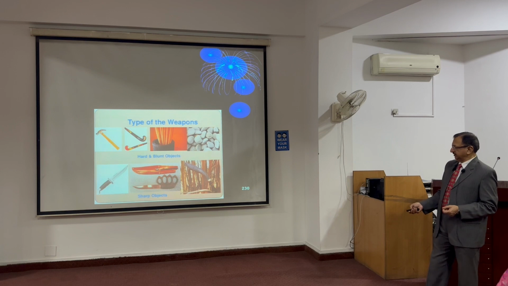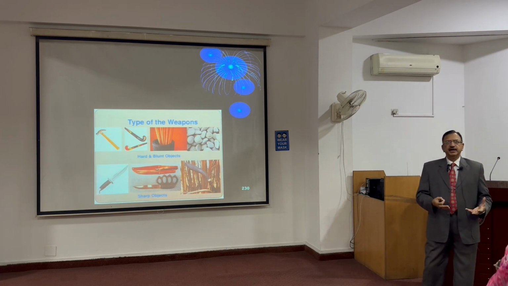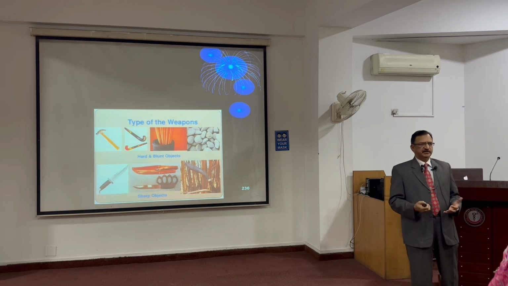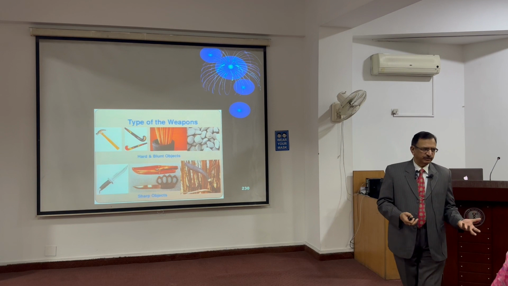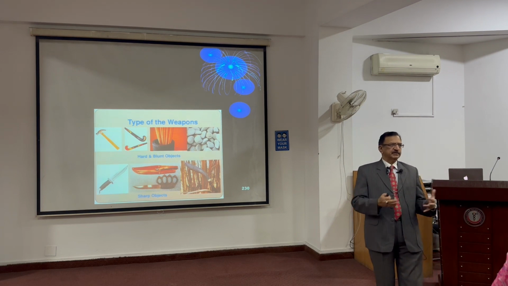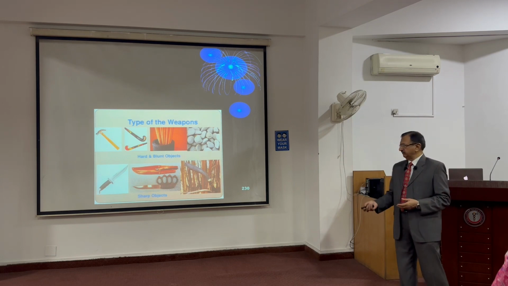So these are different weapons, and just by looking at the injury, you can identify this is a blunt injury, this is a sharp edge injury, this is a gunshot wound, because every weapon has got certain mechanics. When we discuss mechanical injury, then it will be clear.